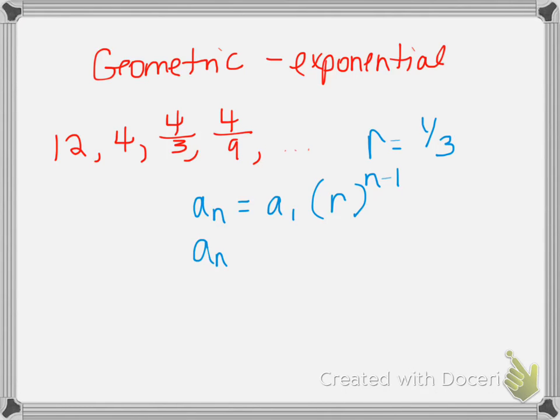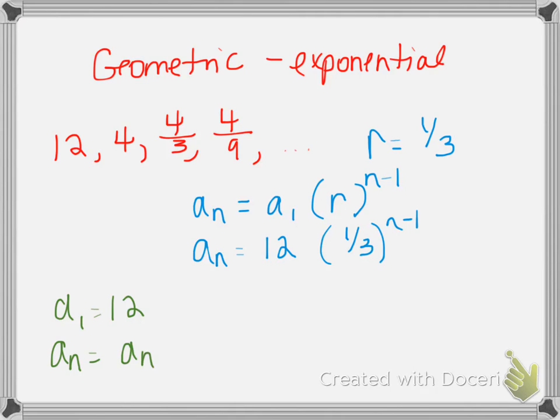So here, if I'm going to write the formula, it would be 12, because that's the first term, times 1/3 to the n minus 1. If I were going to write this recursively, I would say a1 equals 12, and an is the previous term. You could put times a third, you could put divided by 3, both of those would be the same. Or you could put a third an minus 1.